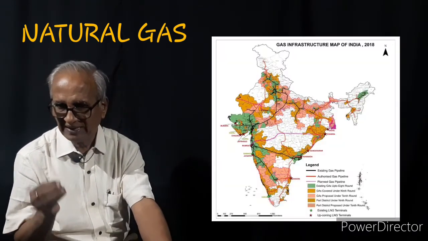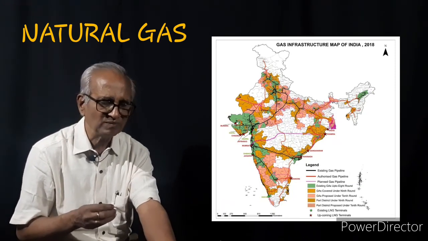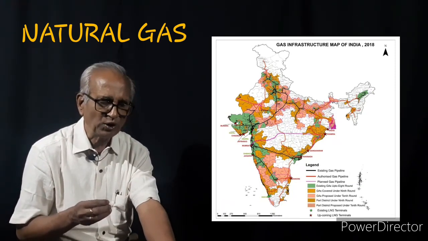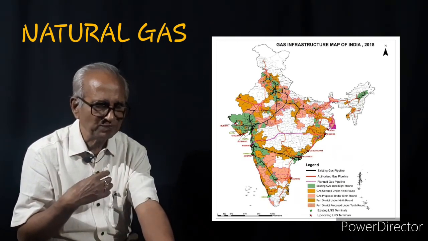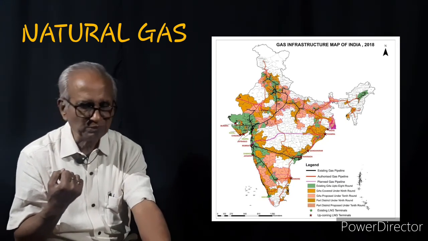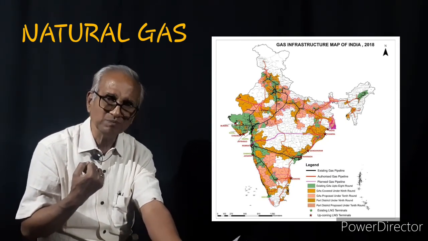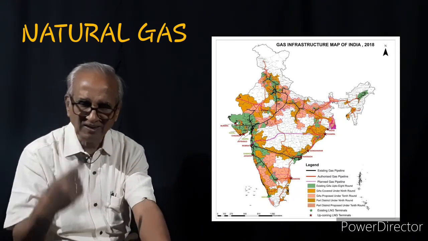In India, we get natural gas in Vadodara, Gujarat. From Vadodara, it is sent to Delhi through pipelines. Then natural gas is also available in Tripura, Maharashtra, Rajasthan, and the basins of Krishna and Godavari.